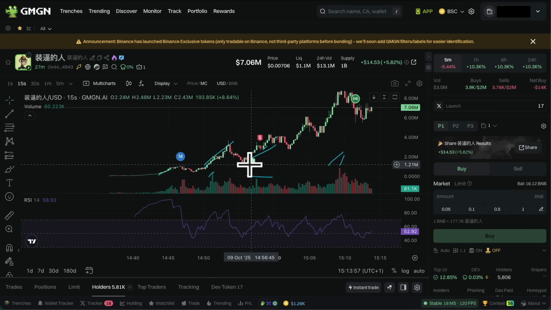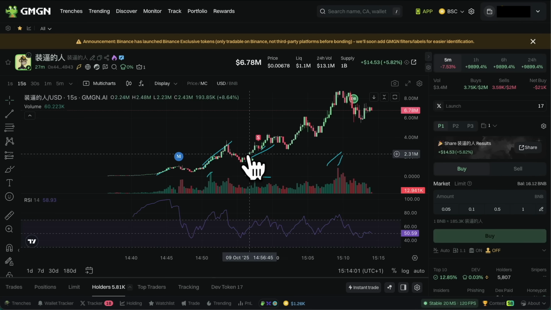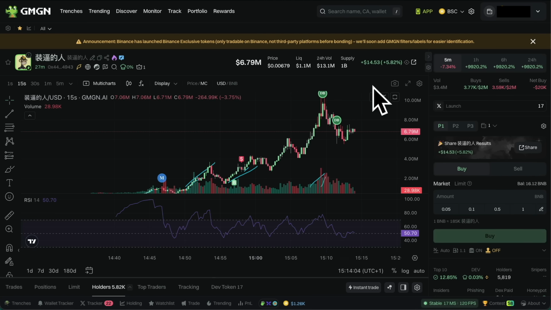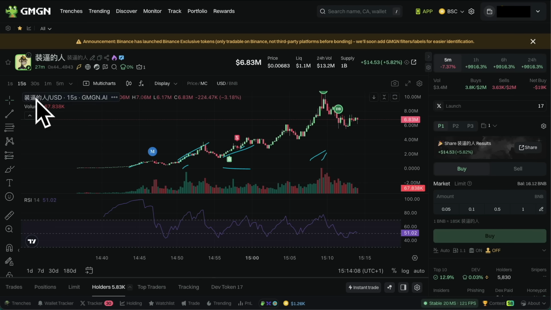For example, this one I did buy and then I actually sold at resistance. But then I was going to make the video and I didn't even bother holding a position. And this ran from nothing to 10 million because it has volume. And so what are the indicators that I add here?